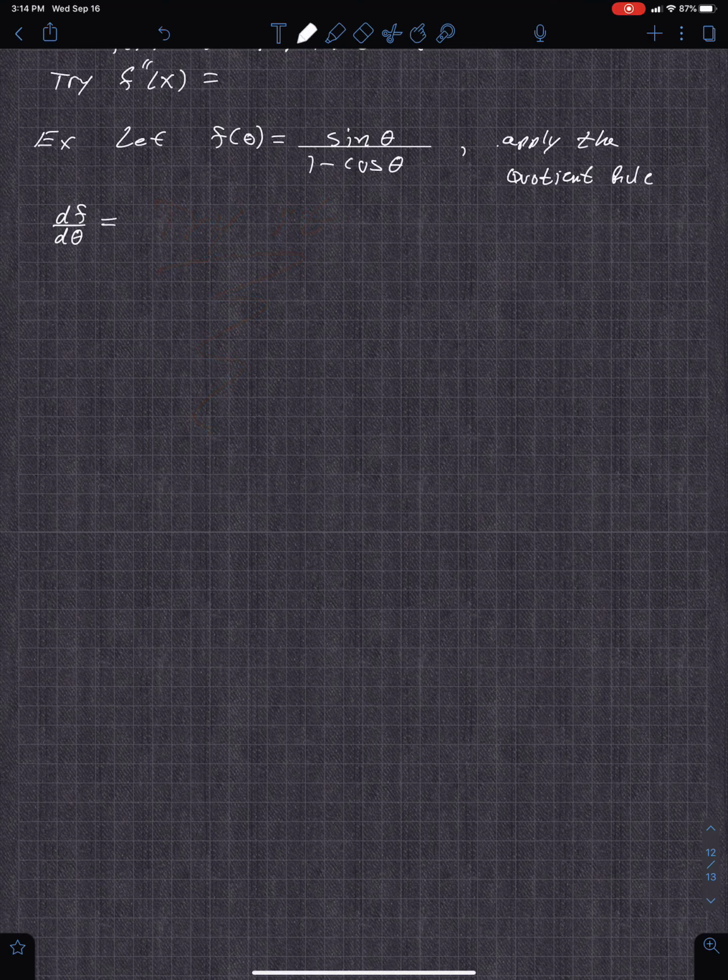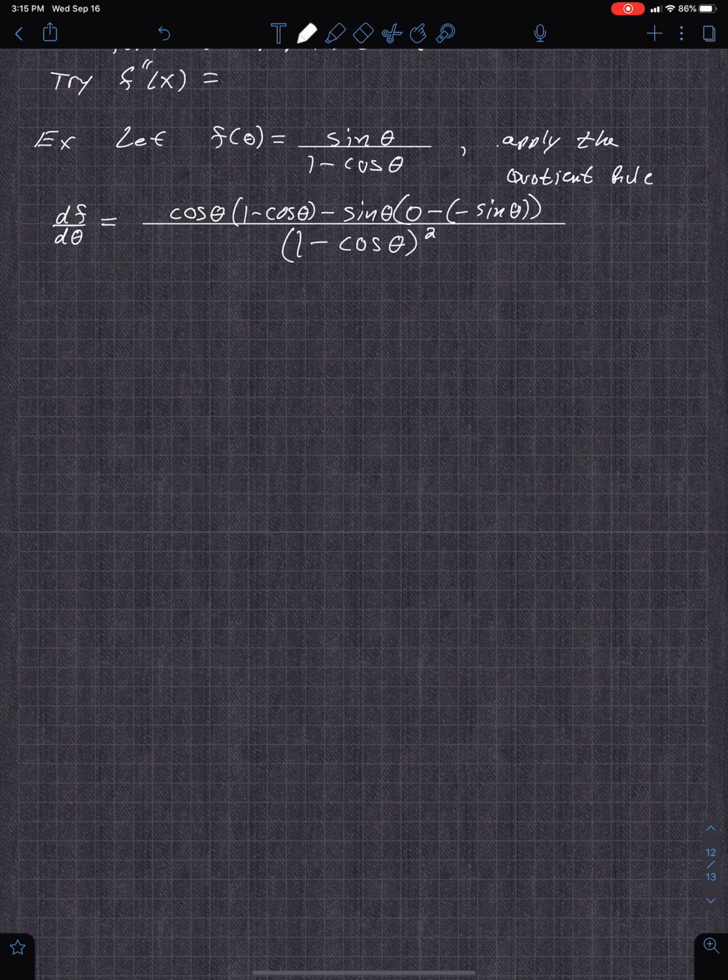Okay, so the derivative of the first times the bottom, minus the first times the derivative of the bottom. So that'll be 0, I'll write it all out, 0 minus negative sine theta, all over 1 minus cosine theta quantity squared. In this case, I'm guessing something's going to simplify. I don't know, but you do want to try to expand these out.